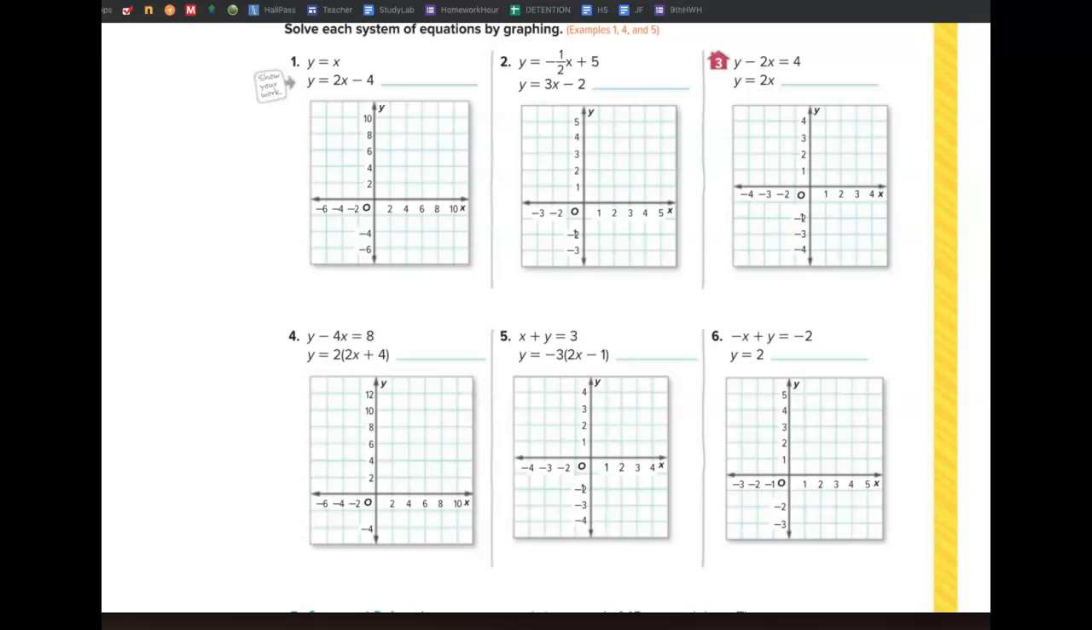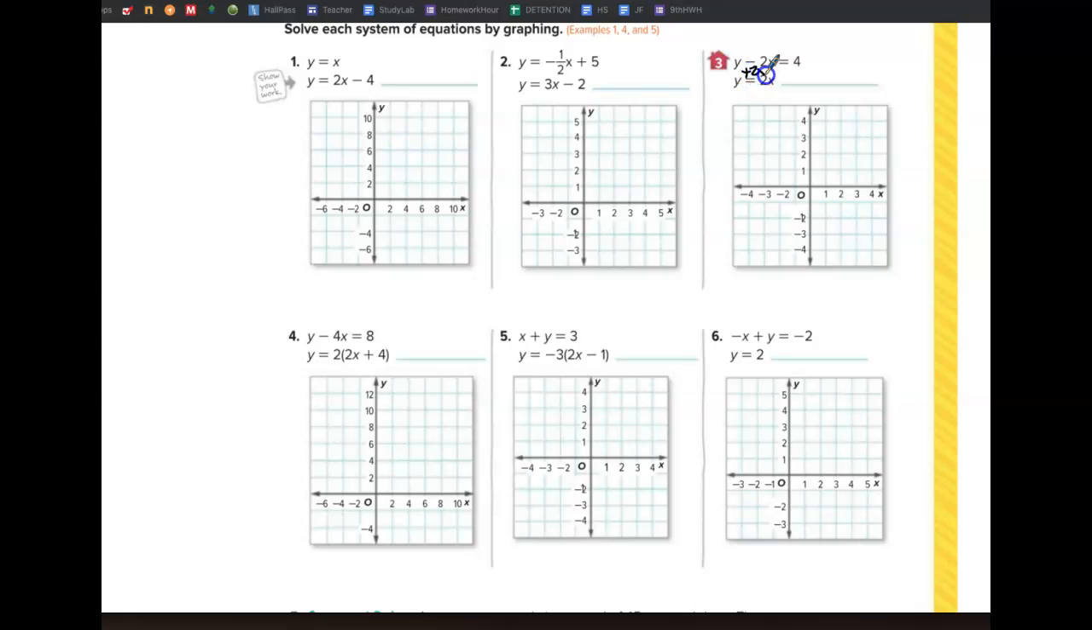So for number 1, are the y's by itself in both equations? Yes. So you just have to graph it in slope-intercept form. On number 2, are the y's by themselves? Okay, so you just graph it in slope-intercept form. Number 3, are the y's both by themselves? No. Which one? The top one or the bottom one does not have y by itself? The top one. Okay, how am I going to get y by itself?